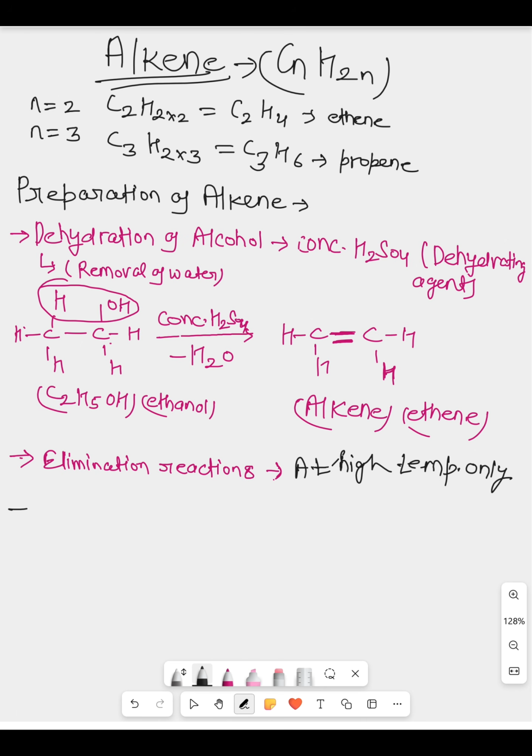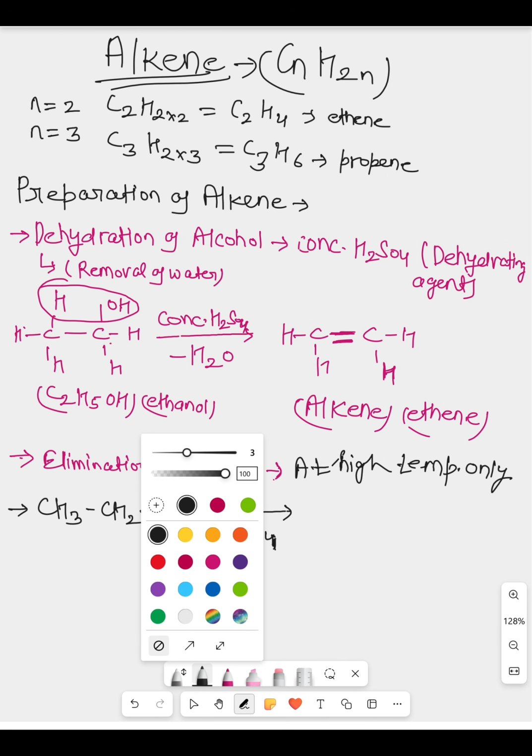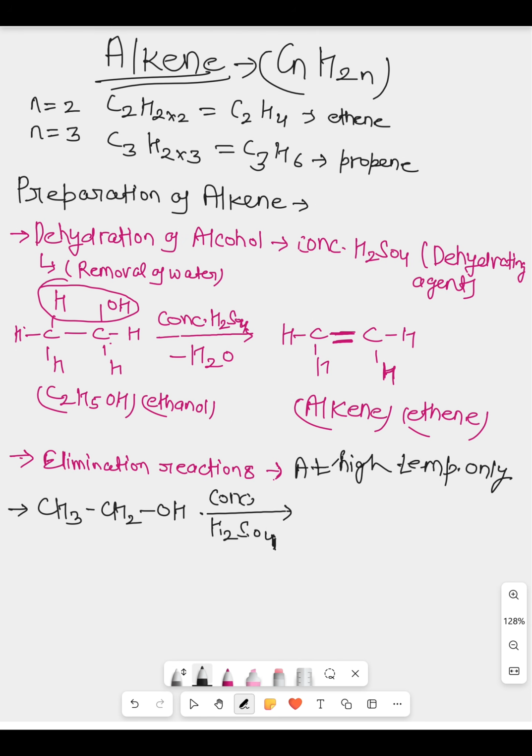Let's see some examples. We are going to start from ethanol only. CH3CH2OH, with concentrated H2SO4, we're going to get ethene, CH2=CH2.